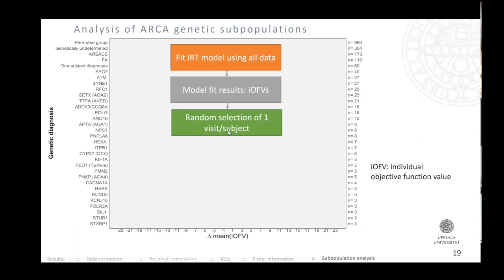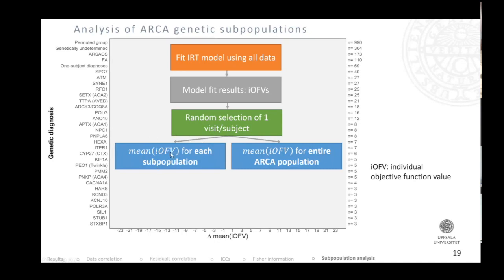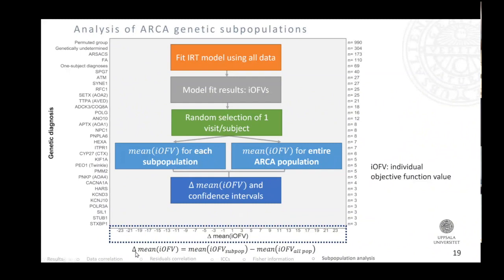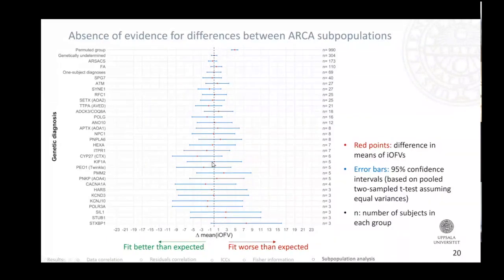So what we did then was we looked at the mean individual objective function value, so in a sense the mean goodness of fit for each subpopulation, and the mean individual goodness of fit for the entire ARCA population. And then we took the difference between those, together with confidence intervals, and we had that as the x-axis of this plot. So this is a forest plot where a lack of deviation, an overlap with the 0, means that we have no evidence that the fit is worse or better than expected for any subpopulation. And as you can see, they're all overlapping the confidence interval with this.